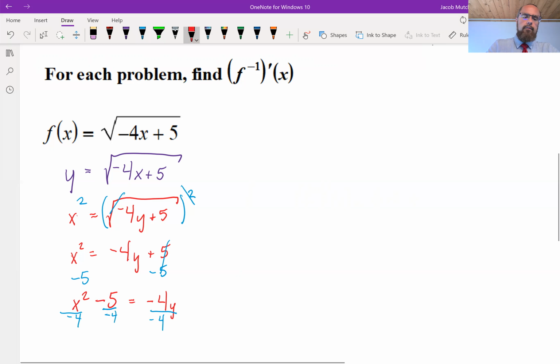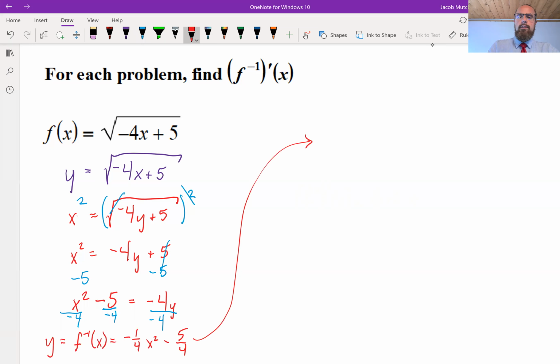So for our inverse, what we'll get is y, I'll put that as the inverse of f of x, equals negative 1/4 x squared minus 5/4. So just like we saw with the inverse of the linear function example, now I can apply my derivative rules to take the derivative of the inverse of f of x.